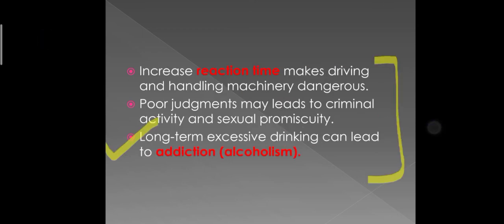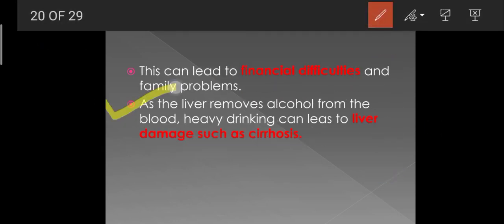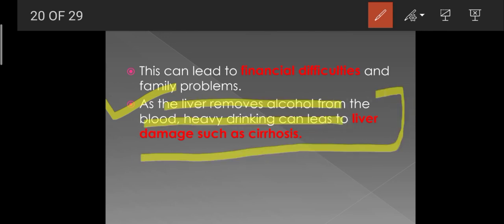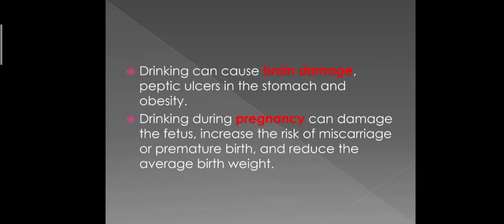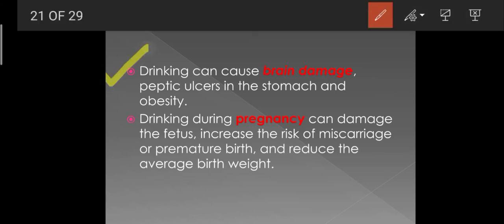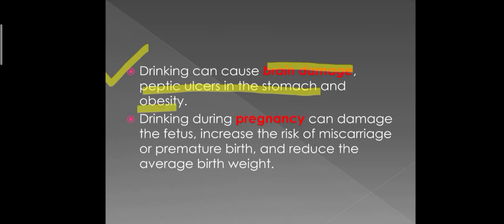As the liver removes alcohol from the body, heavy drinking can also lead to liver damage such as cirrhosis. So if a person is drinking alcohol for a longer period of time, it can result in liver damage or cirrhosis. Overdrinking or overuse of alcohol can also cause brain damage, peptic ulcers in the stomach, and obesity. So these are all the effects of overconsumption of alcohol.